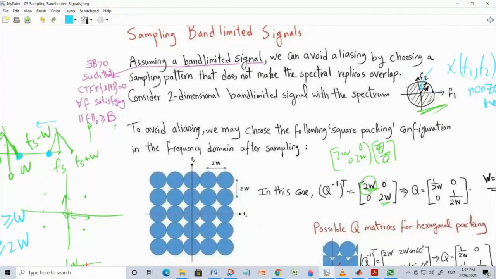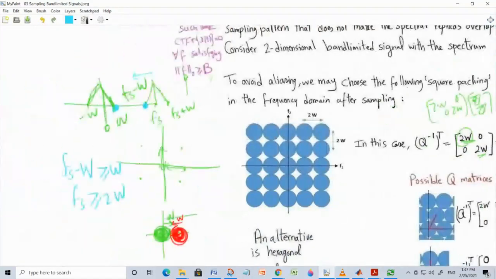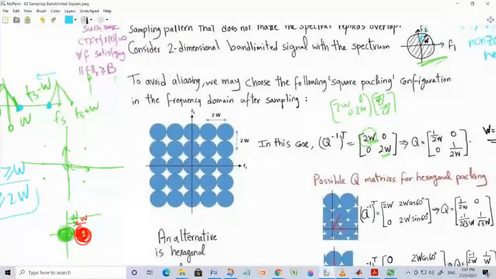See, in multiple dimensions, we have more possibilities. In 1 dimension, it's very clear. You don't have any other option. You are just in 1 dimension, and you say, well, no aliasing if S is greater than or equal to 2W. Now you can do it this way. I say, okay, I will choose Q inverse transpose to be 2W and 2W along the main diagonal, 0, 0, which means that when the spectrum is periodized, it looks like this, so no overlaps.